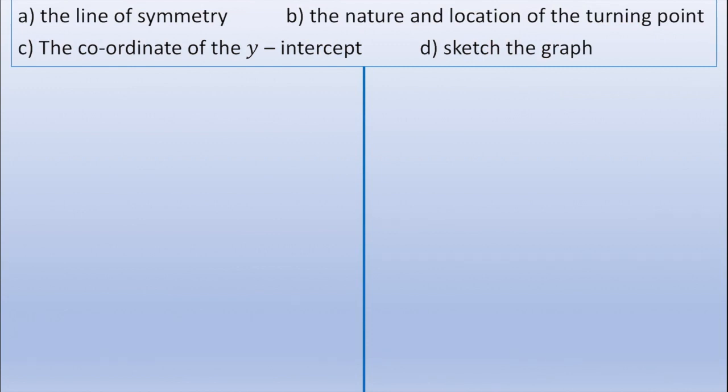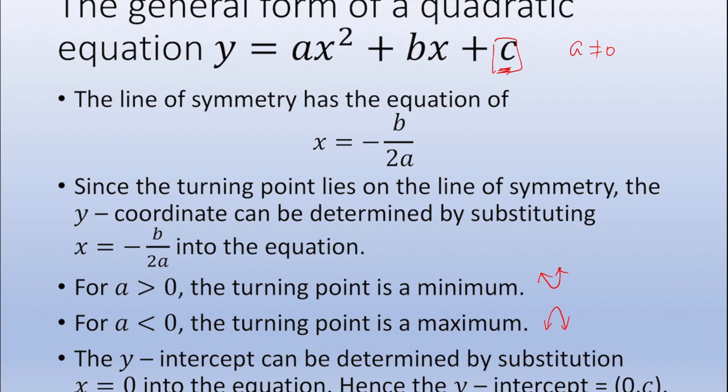Let's look at the quadratic function f(x) equals 2x squared minus 6x plus 1. You need to determine the line of symmetry, the nature and the location of the turning point, and the coordinate of the y-intercept. Let's go back quickly. Here is the nature, which is either maximum or minimum.